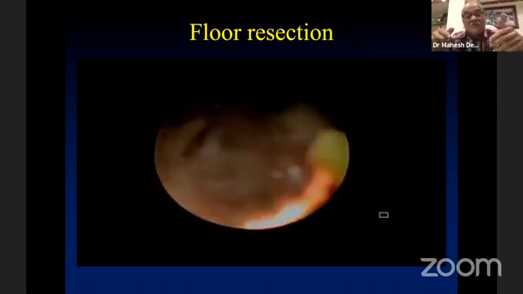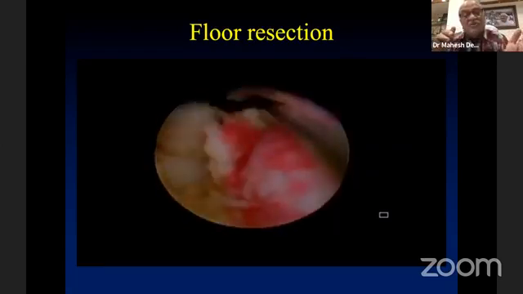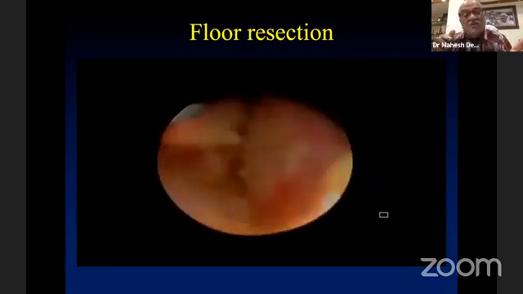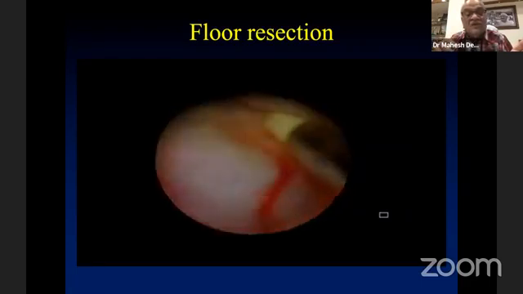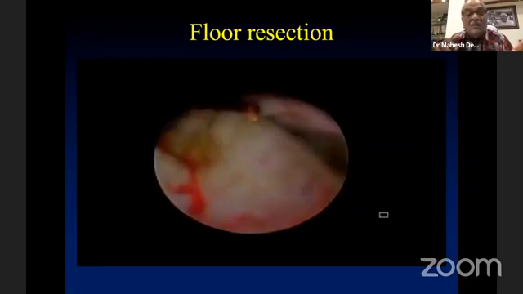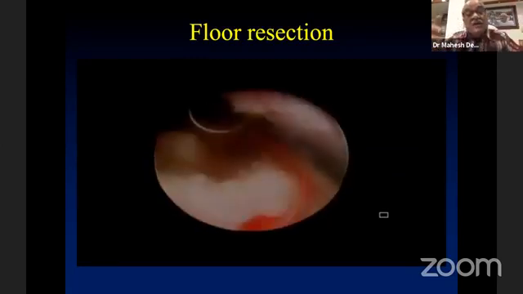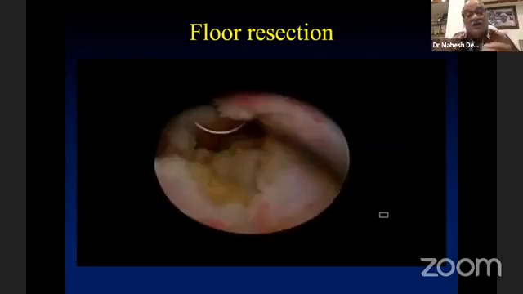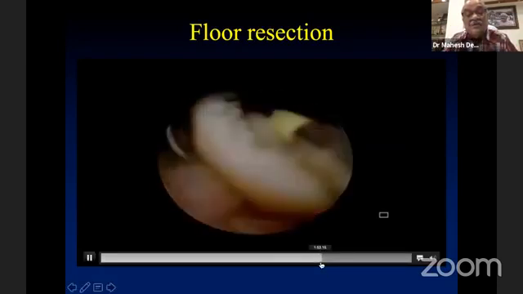Now here the whole gland is on the floor, and you can see that there is not much bleeding, and if there is arterial blood, you can always coagulate with a pinpoint, and then you can resect out. You can increase your speed as you are resecting the maximum amount of tissue, and then you can see this.